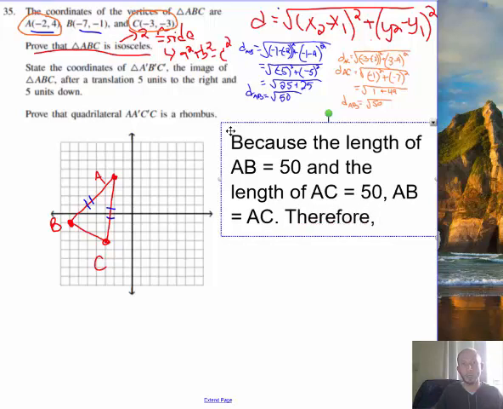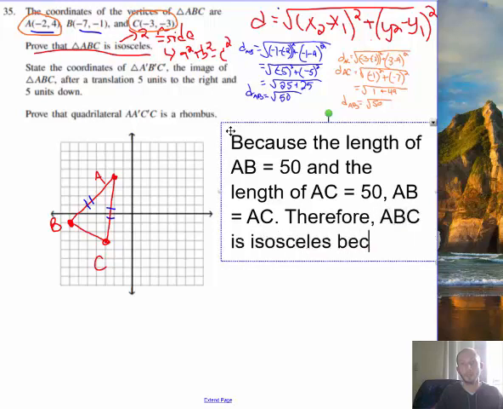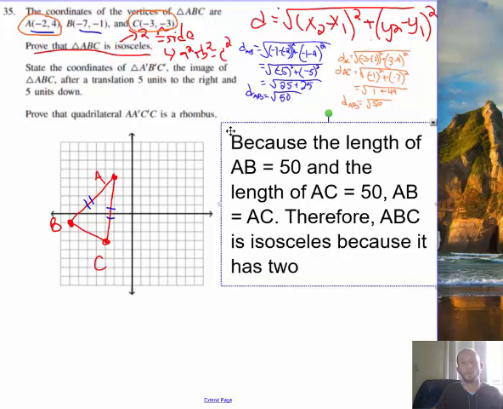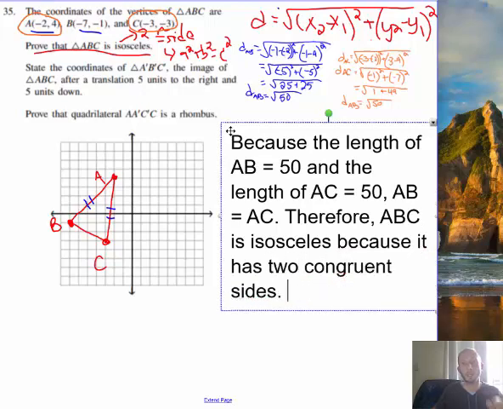Therefore, triangle ABC is isosceles because it has two congruent sides.